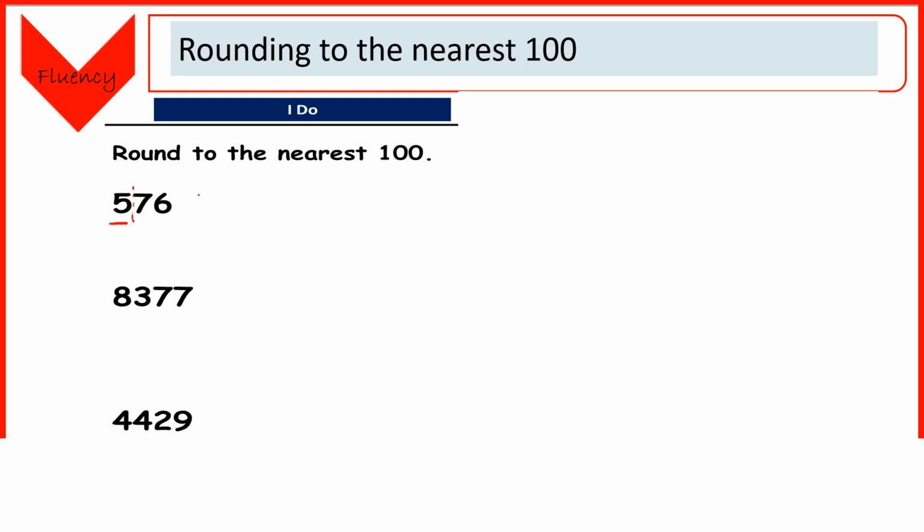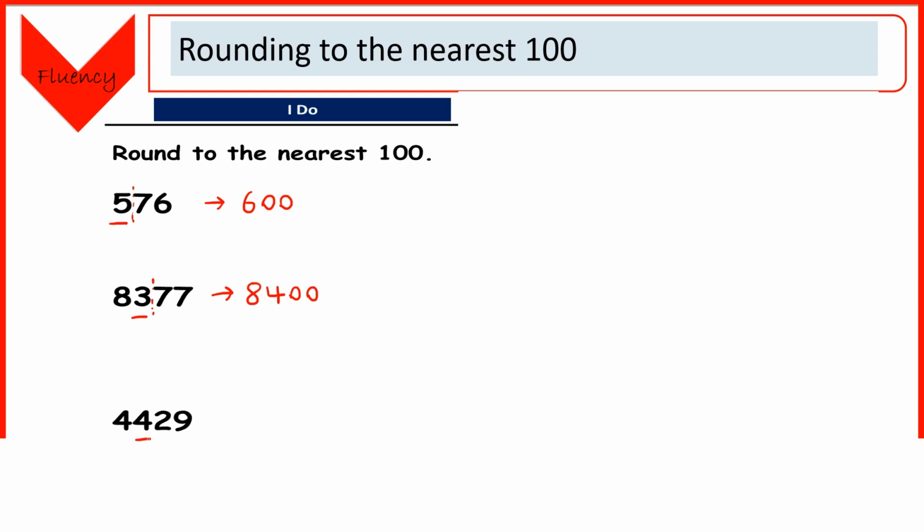Since 7 is greater than 5, I would round the 5 up to be a 6, and every other number to the right side becomes 0. So now I have 600. My 100 value is here. I draw a line. Since 7 is greater than 5, I would round the 3 up. The 8 stays the same. The 3 becomes a 4. Now every other number to the right side of that line, so the 7 becomes 00. So I got 8,400 now.